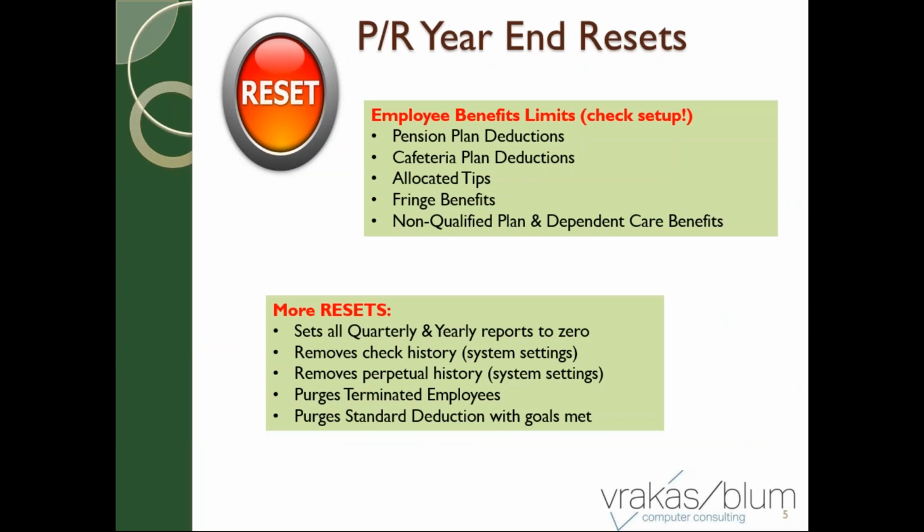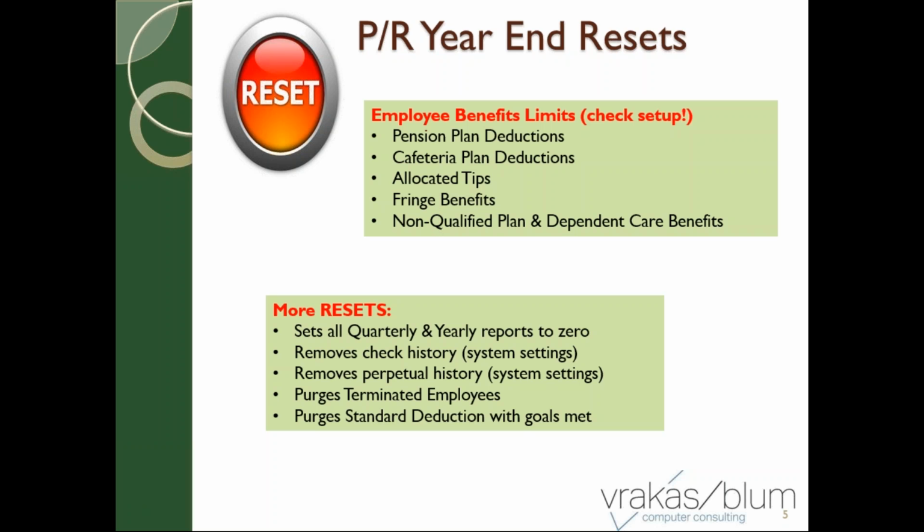So when you are ready to go into year-end processing, what is reset? You're going to need to look at all of your options and payroll setup options to see if there are any areas that are reset, as well as your deductions and so forth. So we have pension plan deductions, cafeteria plan, allocated tips, fringe benefits, non-qualified plan, and dependent care benefits. Those are all reset. You need to check the setup for that, as well as all your quarterly and yearly reports default back to 0.